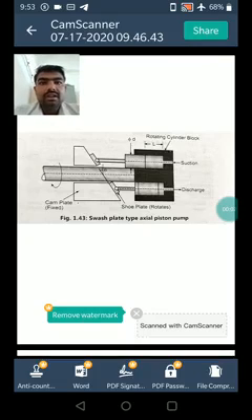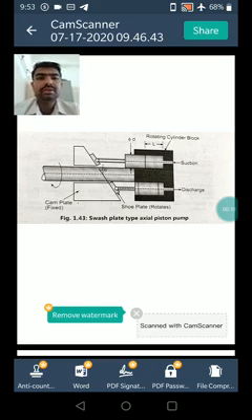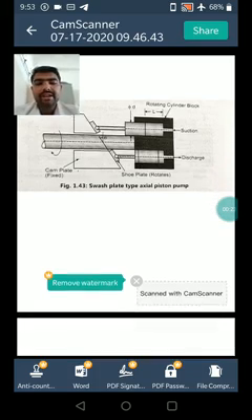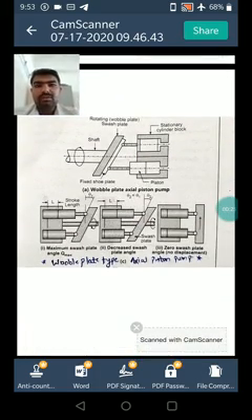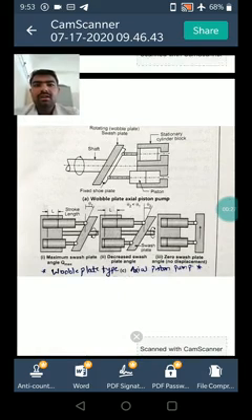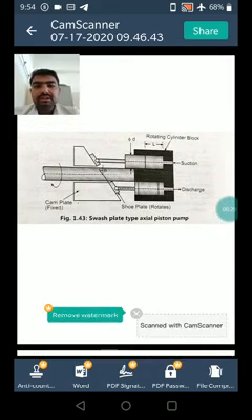Friends, this is the last topic of the inline axial piston pump. In this pump, the axes of all the pistons are parallel to each other. Depending upon the method of actuating the piston, these are further divided into two groups. First one is the swash plate type axial piston pump, and second one is the wobble plate axial piston pump.